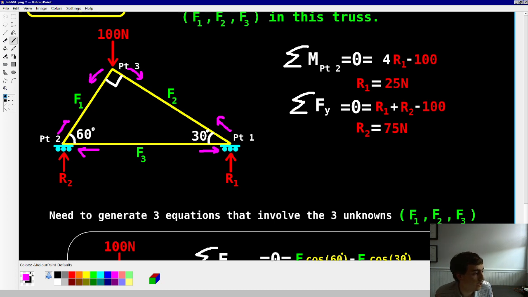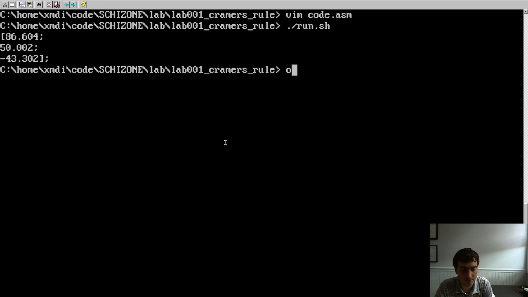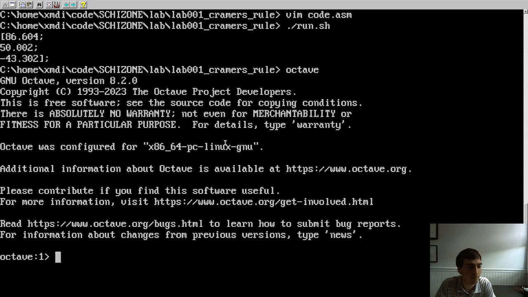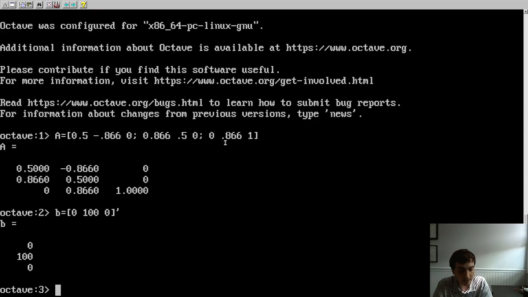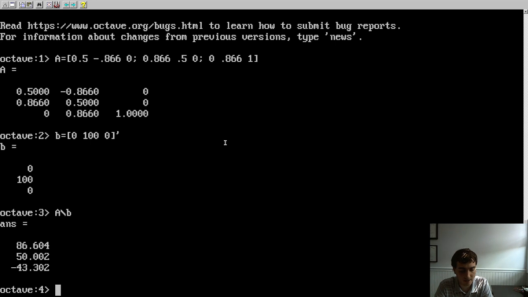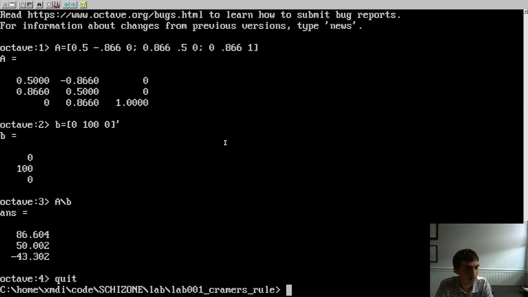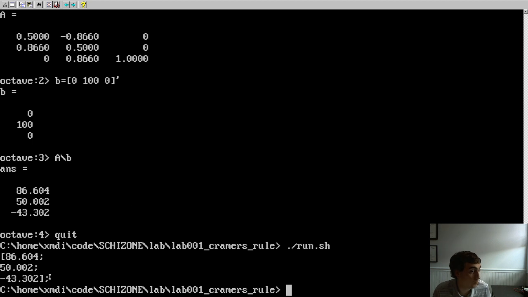In fact, let me open up Octave. That's why I love Octave. We can put in those values. And by the way, I already did this. Here are the same coefficients that we just implemented in assembly in vector A. Now, the right-hand side vector, again, was 0, 100, 0. That's going to be vector B. And then in Octave or in MATLAB to solve these, you can just do a backslash b, and you can see here, those values match what we computed with Cramer's rule ourselves from scratch in assembly.